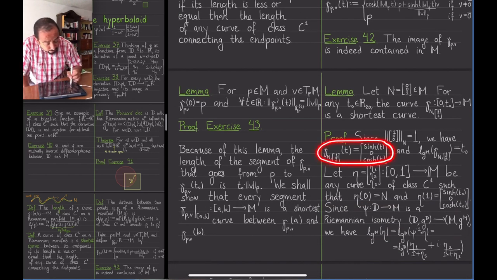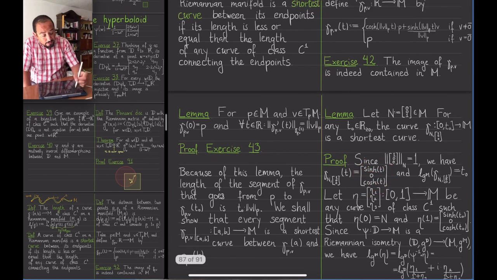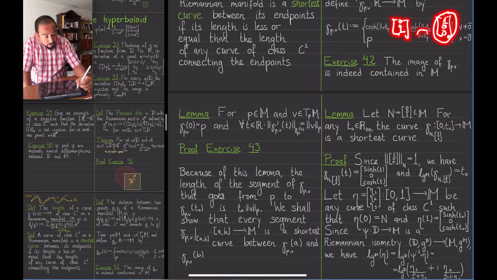It's here. Right. So it connects N. It starts in N and finishes in a hyperbolic sine of t0, 0, hyperbolic cosine of t0, right? And this is because P here is 0, 0, 1, and V is 1, 0, 0, right? And the norm of this vector is 1.